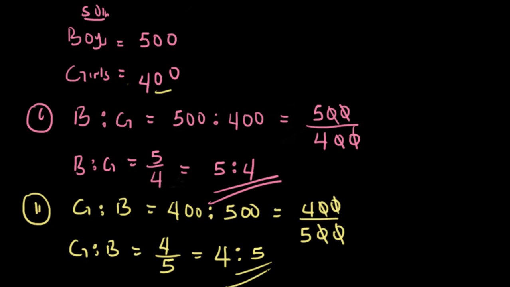Do you see how we are moving from ratio to fraction and fraction back to ratio? So it means that the ratio of boys to girls is 5 ratio 4, and the ratio of girls to boys is 4 ratio 5. Do you understand?